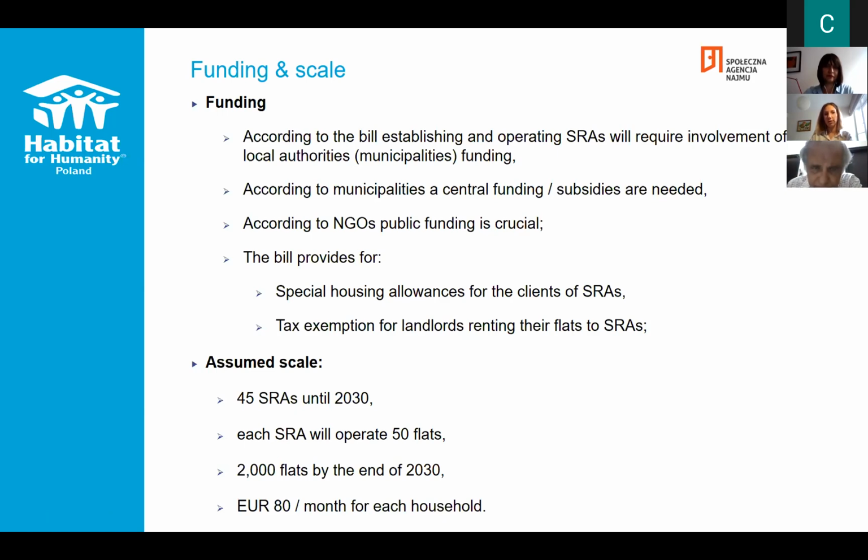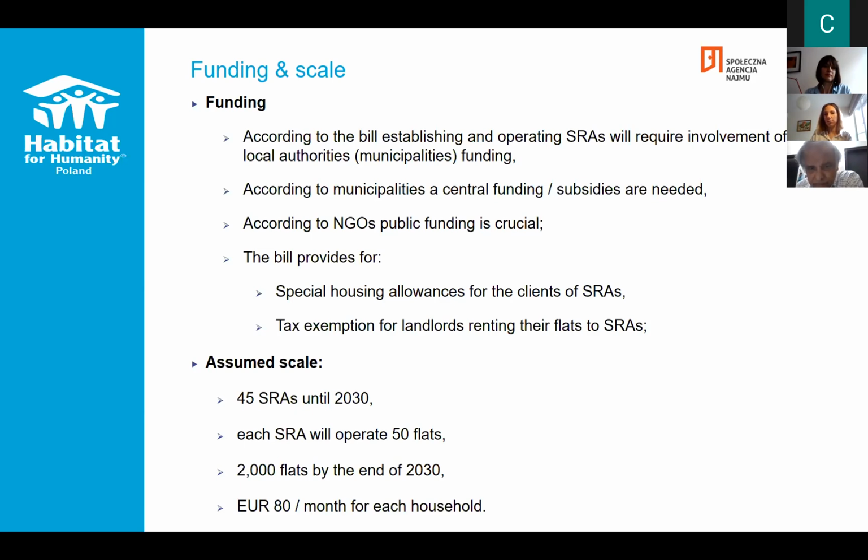Belgium, for example, followed a similar path as in Poland. So SRAs were started more than 30 years ago there as grassroots initiatives, and after many years of operating SRAs and also advocacy efforts, legal regulations were introduced and subsidies and financial support from local and national governments provided. And now, for example, in Belgium, SRAs are publicly subsidized and operating on numerous flats.